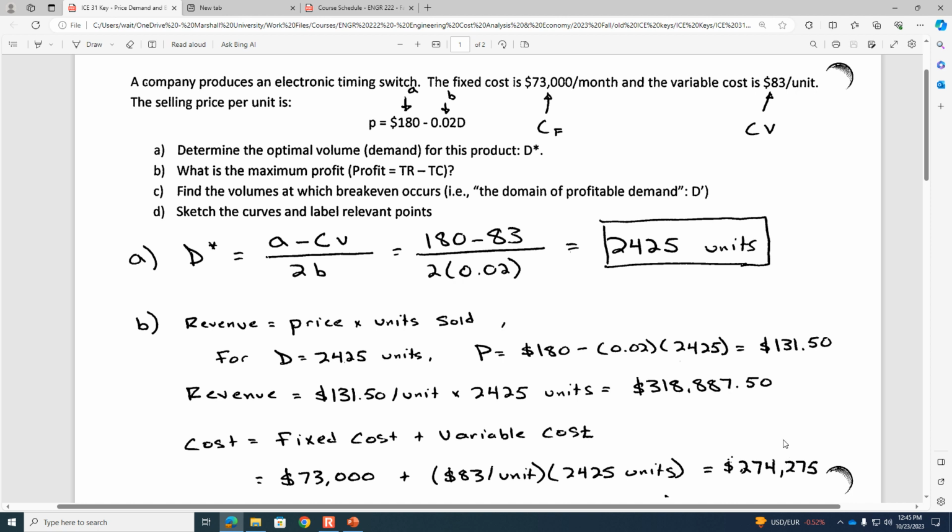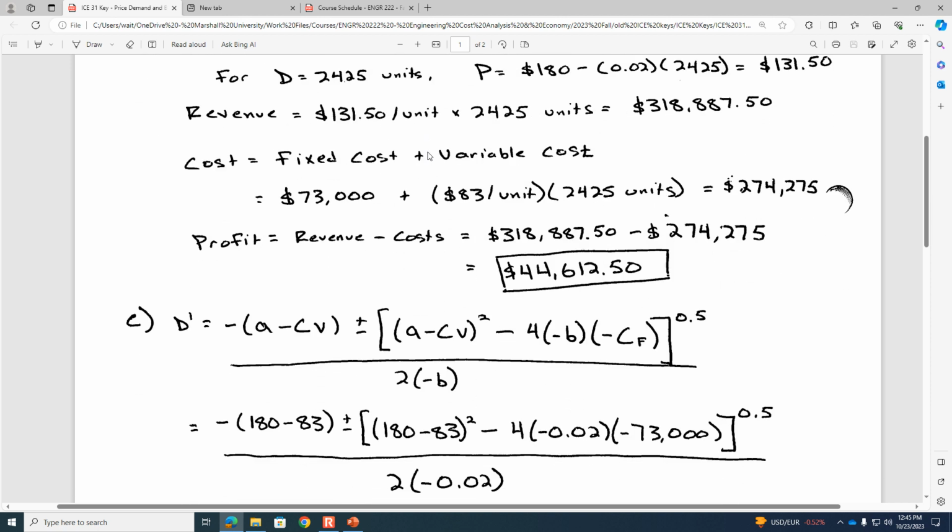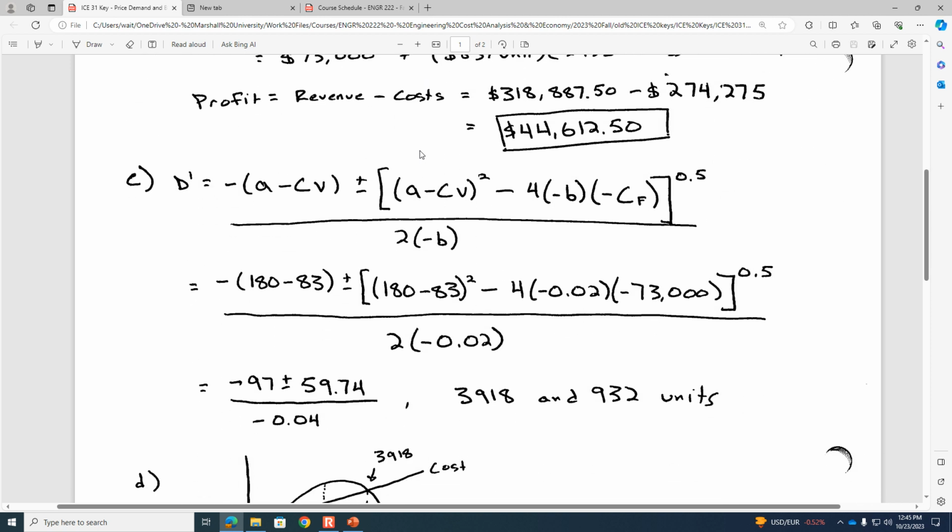So then the maximum profit will simply be the difference between the revenue and the costs. So the most we can make in profits per month is $44,612.50 per month. So for the range of profitable demand, we would use that break-even equation. If we go through that process, we'll find out that 932 units up to and including 3918 is the range of profitable demand.